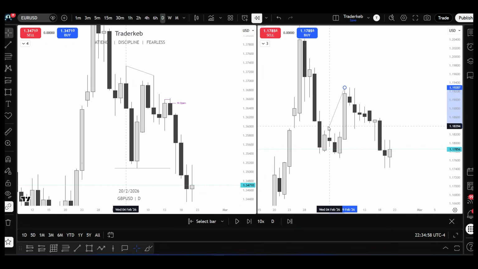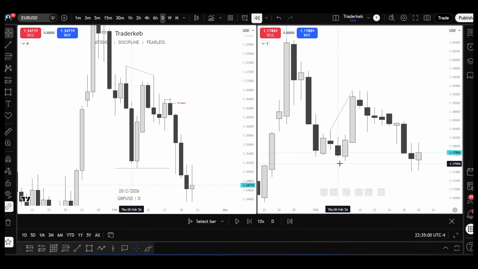Okay, the SMT is here. You see this high? It was taken on EURUSD, but on GBPUSD we didn't take it. We had an SMT and also a PSB, right? This candle printed here on EURUSD is a bullish candle, while on GBPUSD we had a bearish candle. So we have an SMT with a PSB.